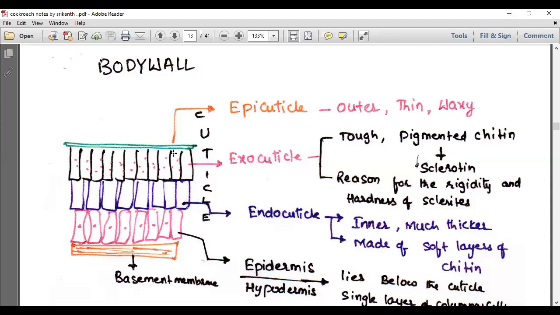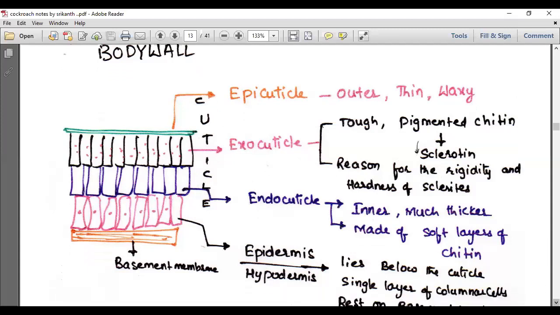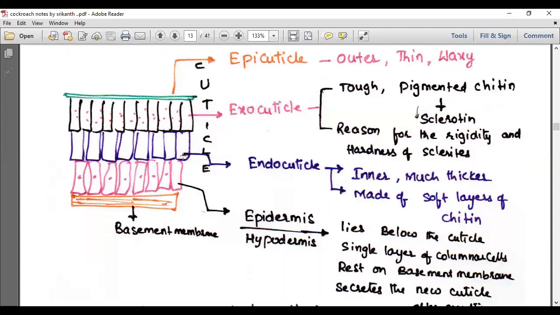So the three layers: epicuticle, exocuticle, then endocuticle. Finally, you'll find the epidermis. Epidermis lies below the cuticle, that's why it is called hypodermis. In most animals, you don't find these three layers. Like earthworm, the cuticle is a very small, thin layer. But in cockroach, the cuticle has the thicker epi, exo, and endo. Three layers are present here.